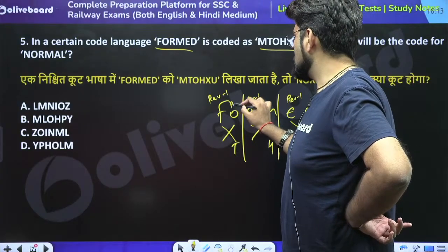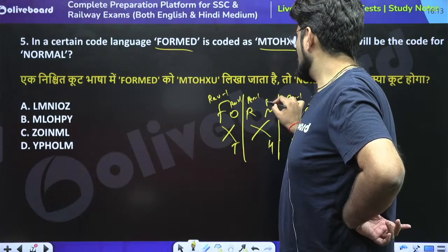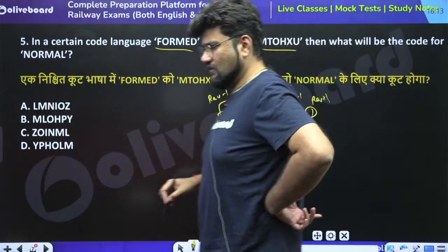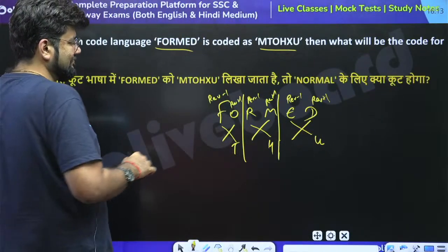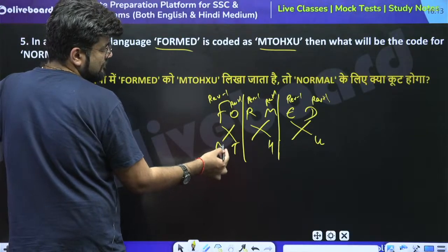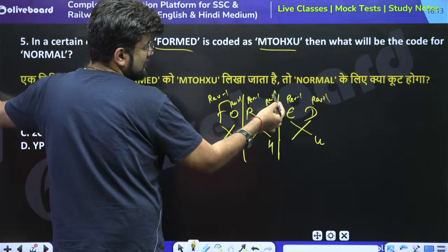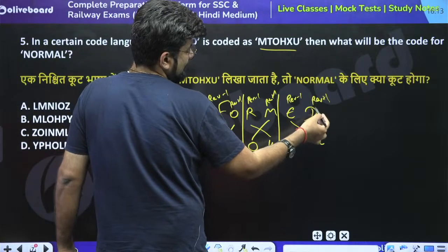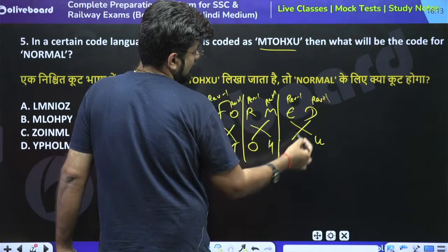Similarly, if we do reverse plus 1 here, reverse plus 1 here and reverse plus 1 here, what do we get? So O is 15, reverse is L, L plus 1 is M. M is 13, reverse is 14, 14 plus 1 is 15. D is 23, that is for W is reverse, so 24, X is the reverse.